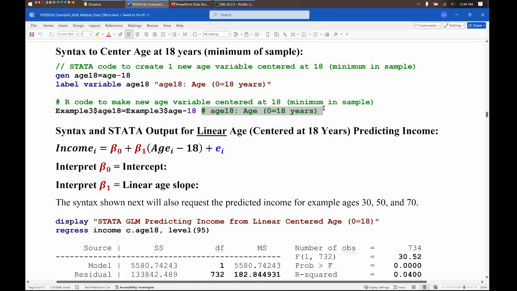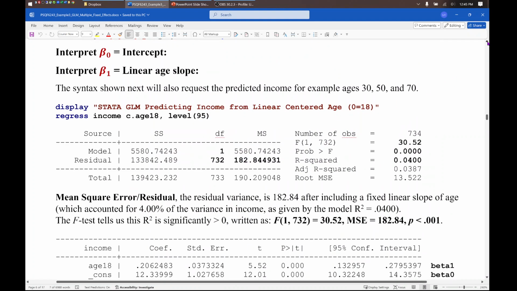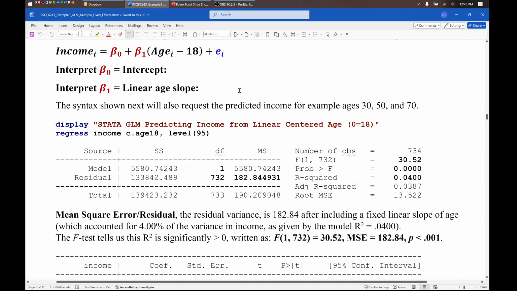And I have a comment here of what that means rather than a formal label as I generated in Stata, because R doesn't play nicely with labels in many of its functions. So I have first syntax and Stata output for linear age as a baseline, and then we'll look at syntax and output for quadratic age. This is partially a review and partially informative in terms of examining what the quadratic adds uniquely to the prediction of income beyond linear age.